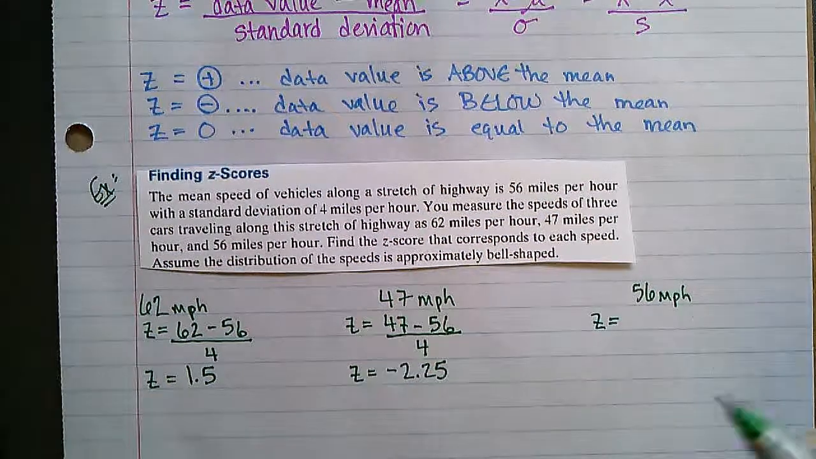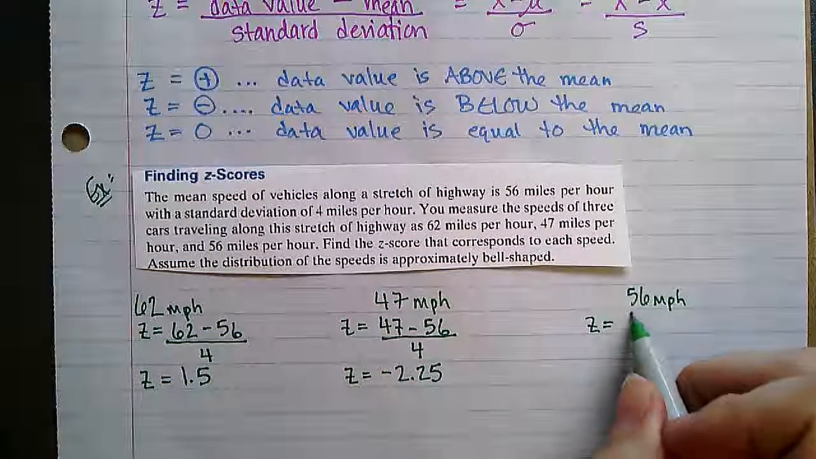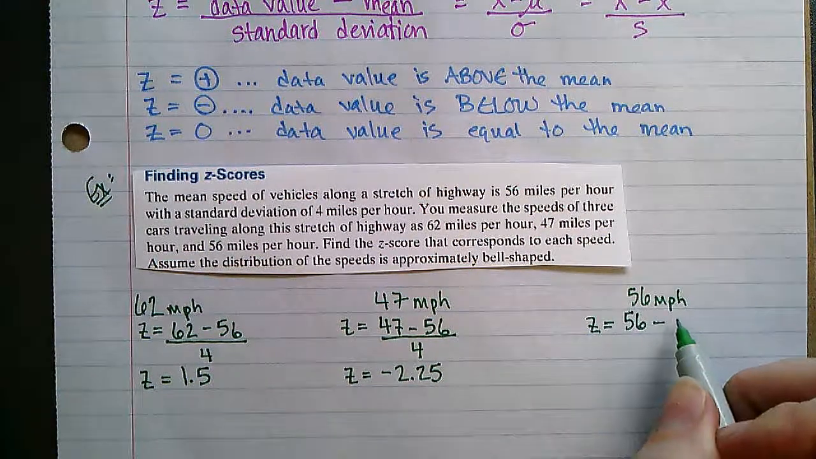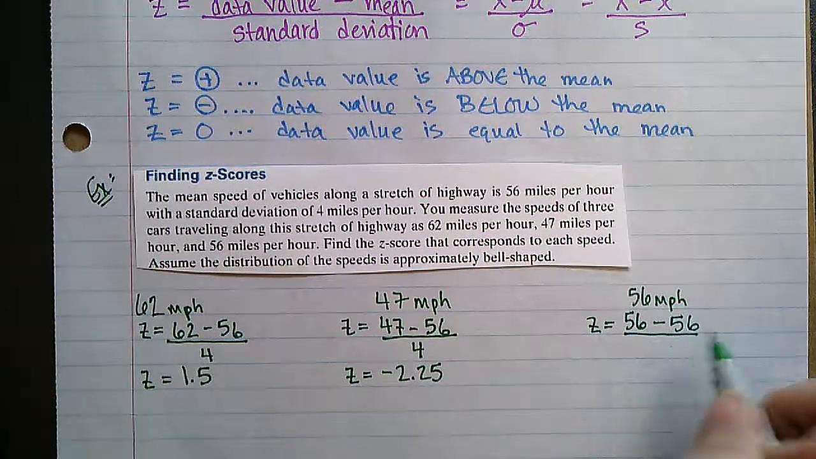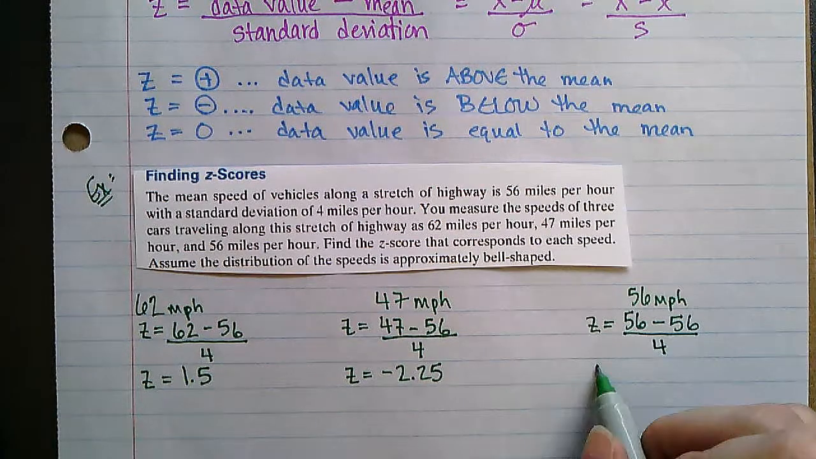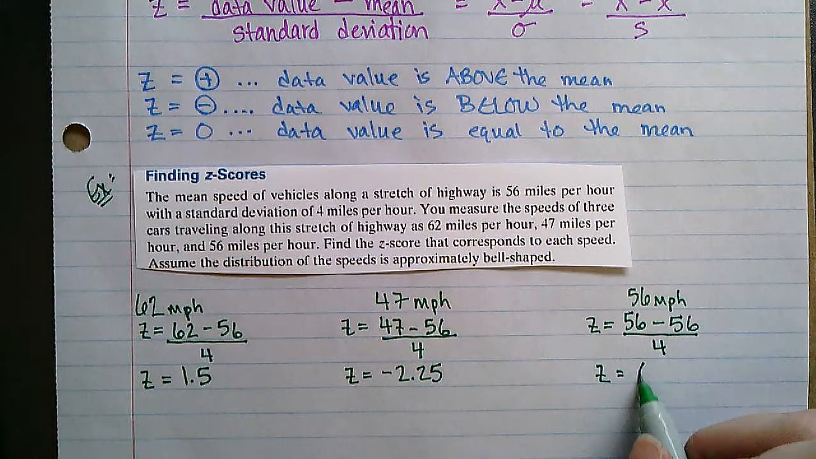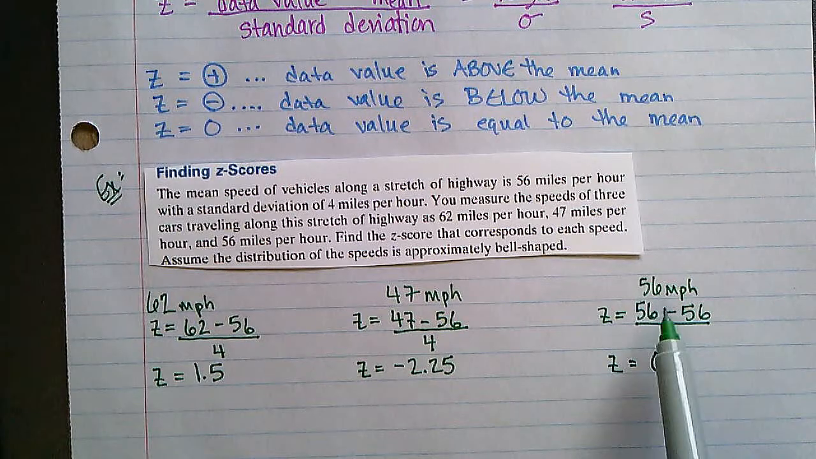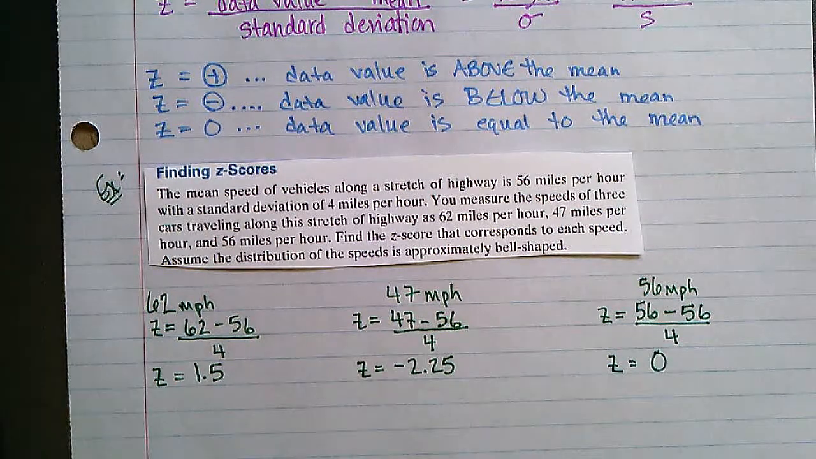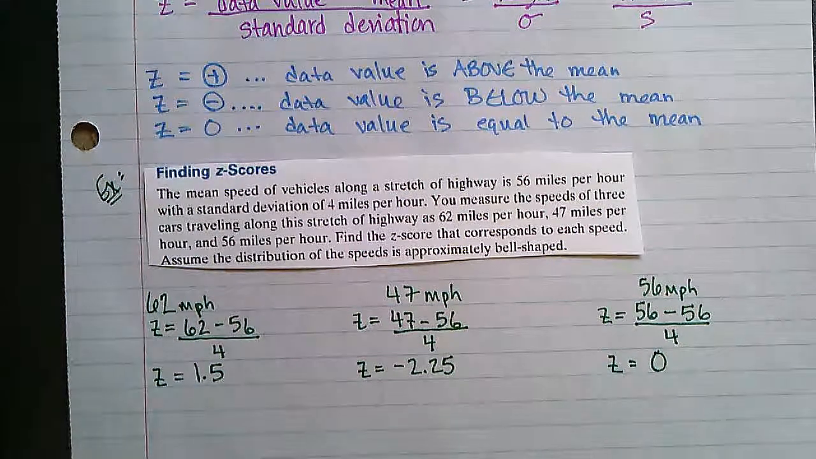For 56 miles per hour, I'm going to take my data value of 56 minus the mean of 56, divide by the standard deviation of 4, which gives me a z-score of 0. And that tells me that this data value is at the mean, which we could have said just by reading it. But we went ahead and calculated it.